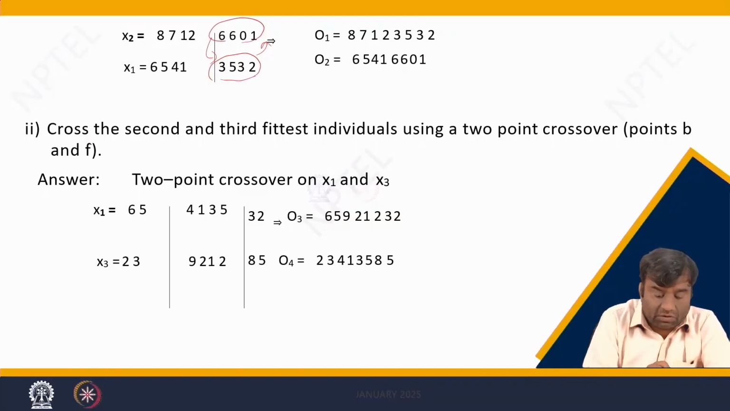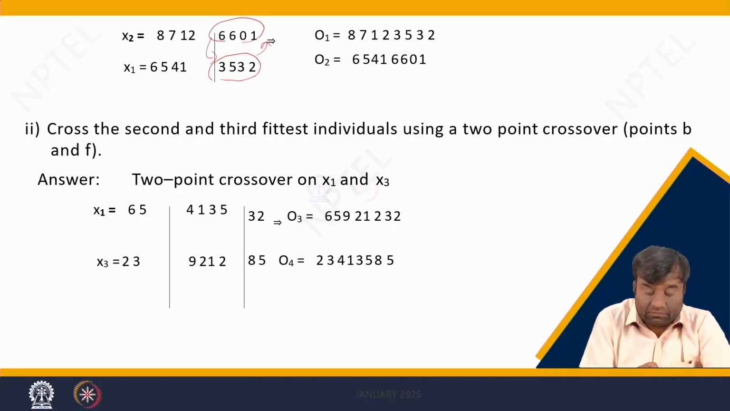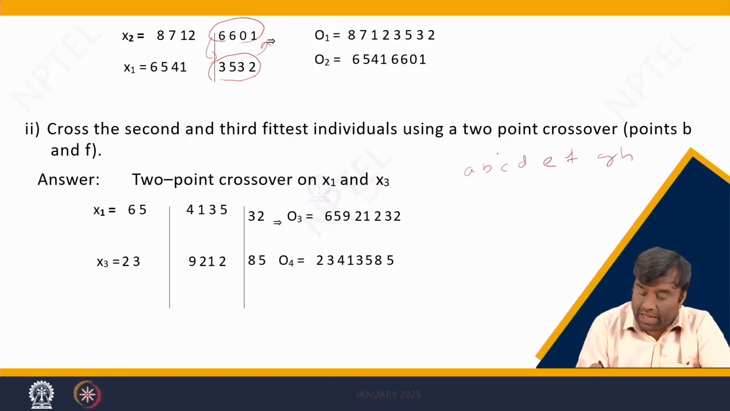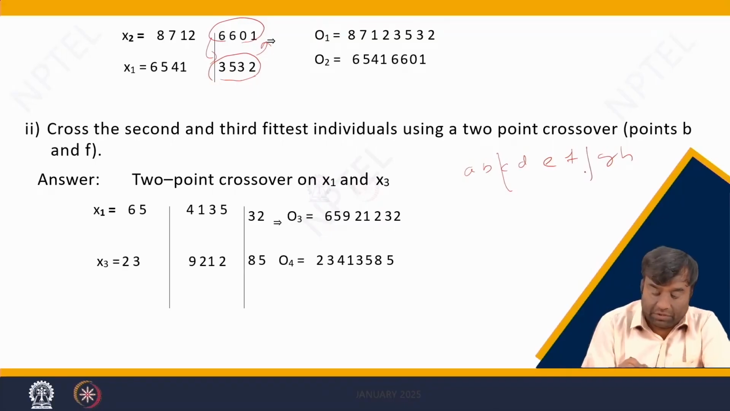The second question of part B is: cross the second and third fittest individuals using 2-point crossover between B and A. So that is A, B, C, D, E, F, G, H. So here we need to do the 2-point crossover.